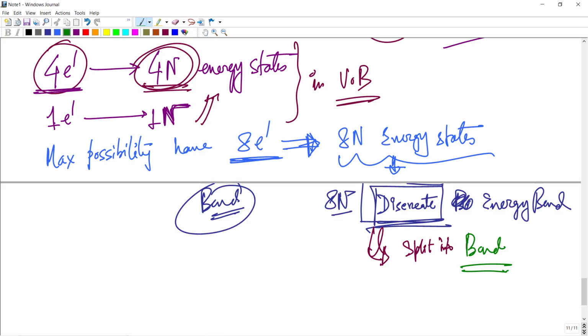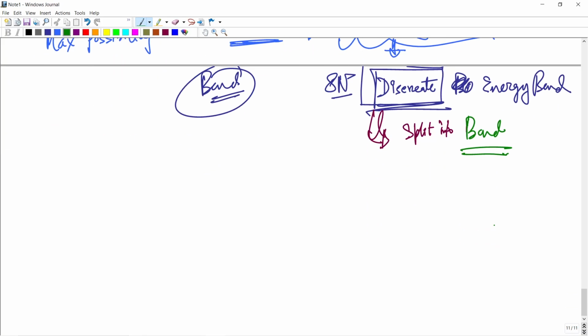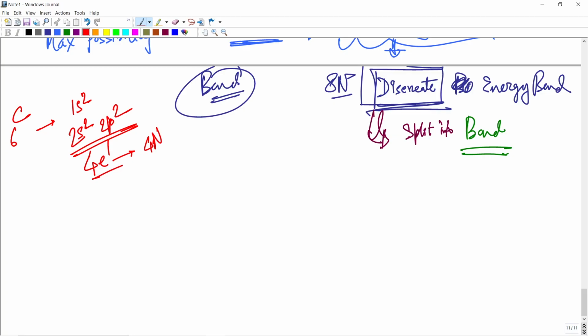Suppose we choose carbon. Carbon has atomic number 6, so the configuration is 1s2, 2s2 and 2p2. So the last shell has 4 electrons. 4 electrons means 4n energy states are filled. So here I draw a band that looks like this.